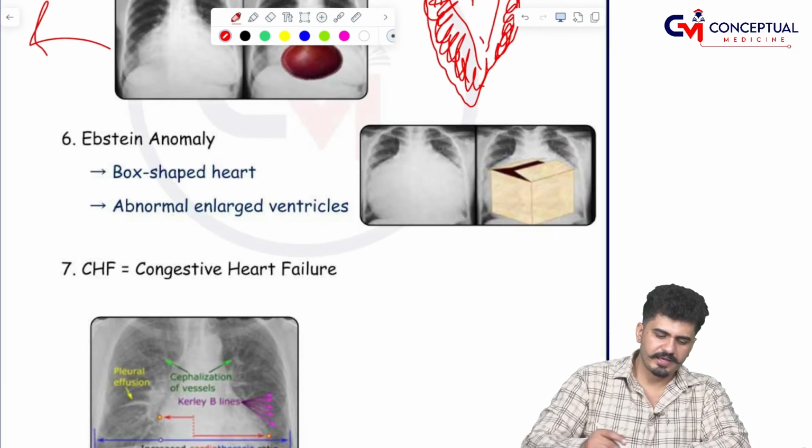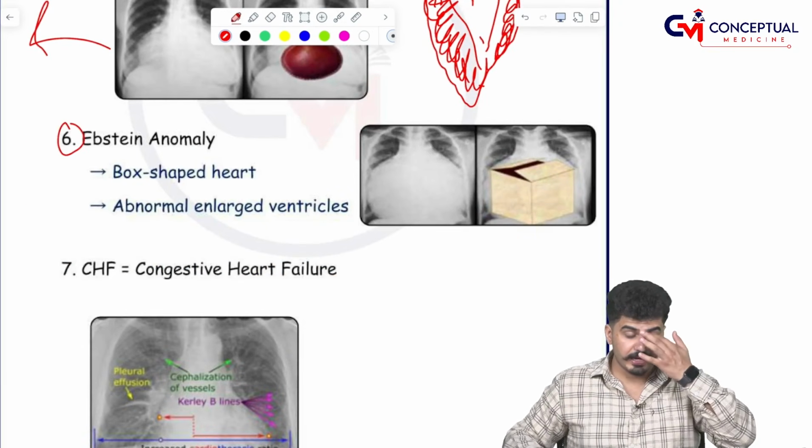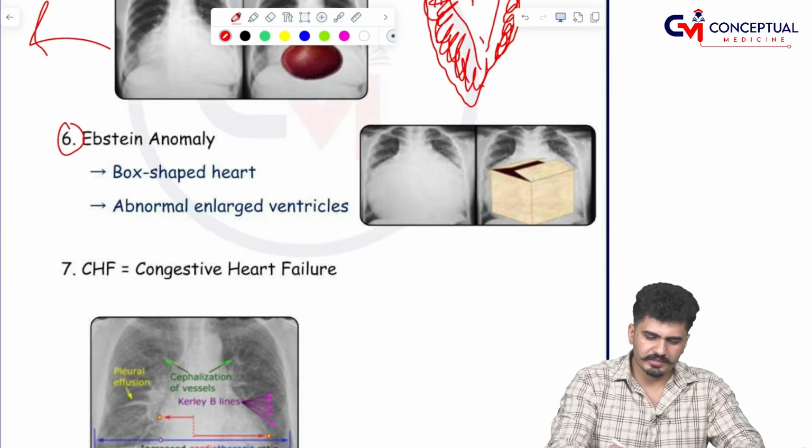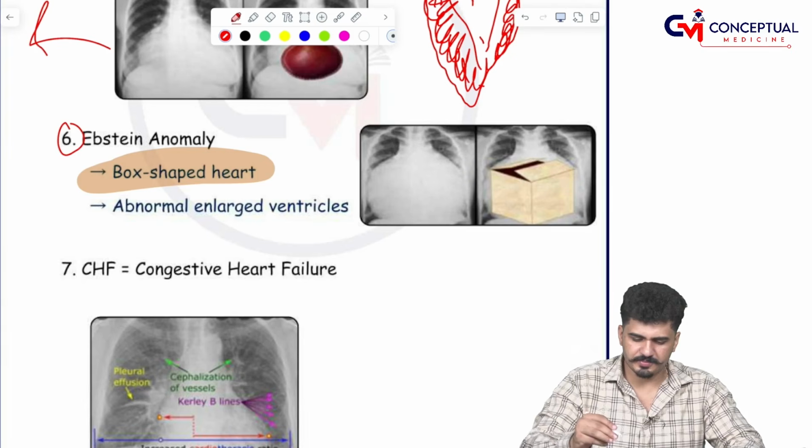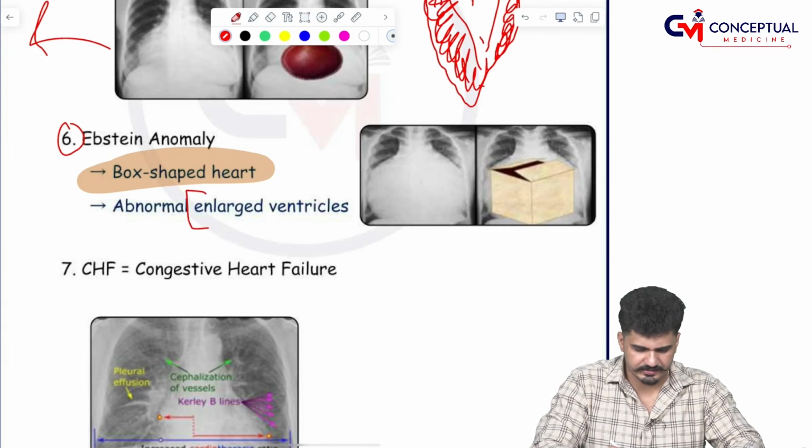Done. Ebstein anomaly. What is this Ebstein anomaly, my dear friends? There is going to be a box-shaped heart. Why is this a box-shaped heart? It is because of the enlarged ventricles.